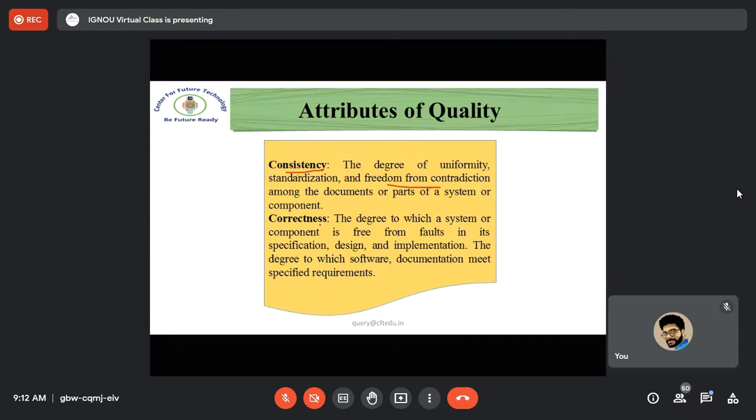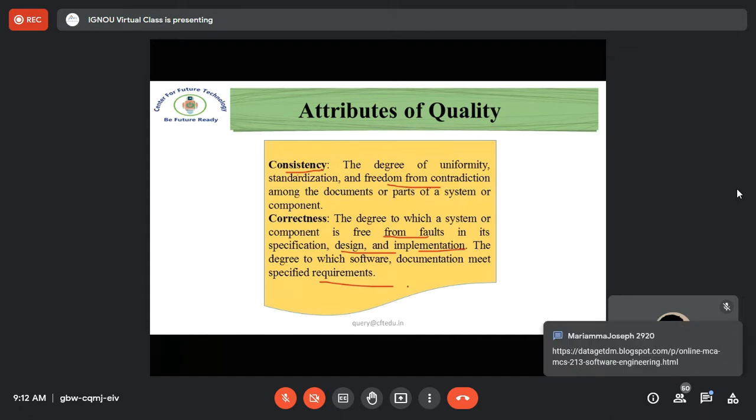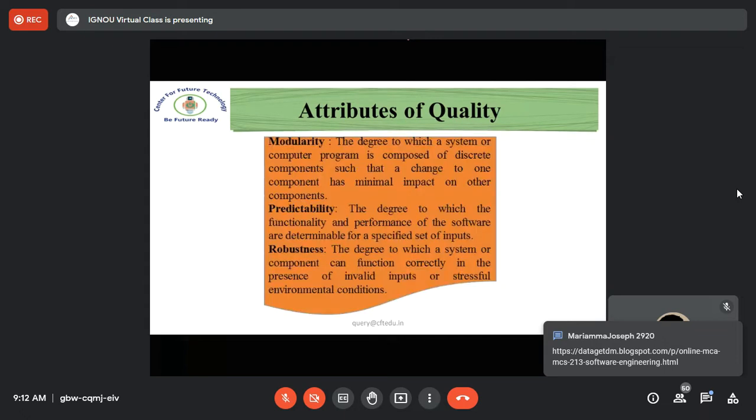Correctness. Although correctness always revolves around the customer requirement, it is the degree to which a system or component is free from fault in its specification, whatever has been mentioned in the SRS. Again, it is mapping with respect to the specification, design document, and whatever is the functionality of the software in terms of implementation that relates to the correctness of the software. So the degree to which the software documentation meets the specified requirement is called correctness of the software.